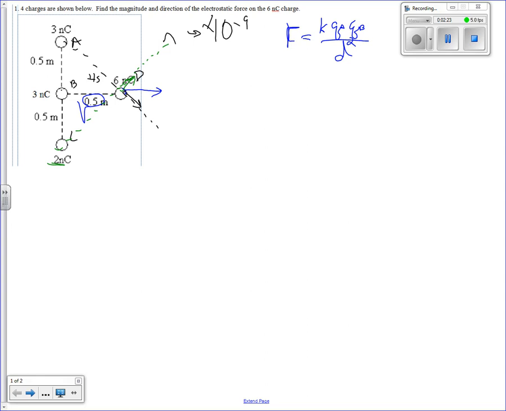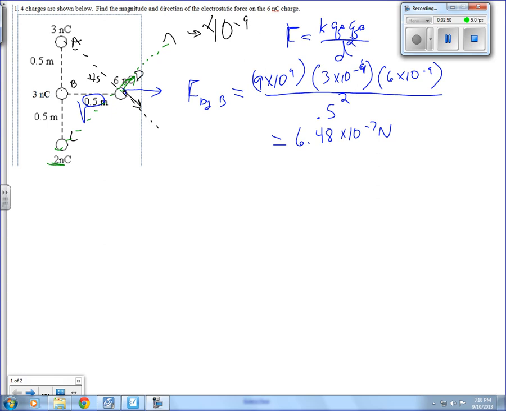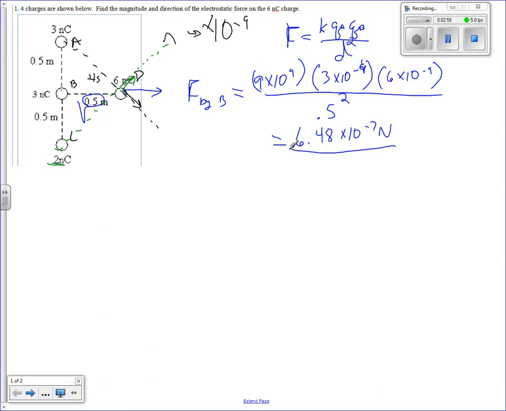We'll start with the blue one, B. That's the simplest one to do. So the force by B on D. We just plug in the numbers there, and I'm going to go fairly quickly, so you may want to pause it if I go a little bit fast, and check to see if your calculator works. K is times 10 to the ninth. You plug in your values: 3 times 10 to the negative ninth times 6 times 10 to the negative ninth divided by 0.5 squared, and you get 6.48 times 10 to the negative 7th newtons.